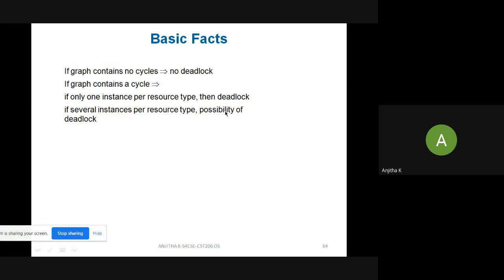Deadlock only. Okay, you cannot say that there will be a deadlock. You can say that there is only a possibility. So these are the references from the graph. Okay, what are those references? In the resource allocation graph, if that graph contains no cycle, no deadlock. If there is a cycle, then there are two cases.